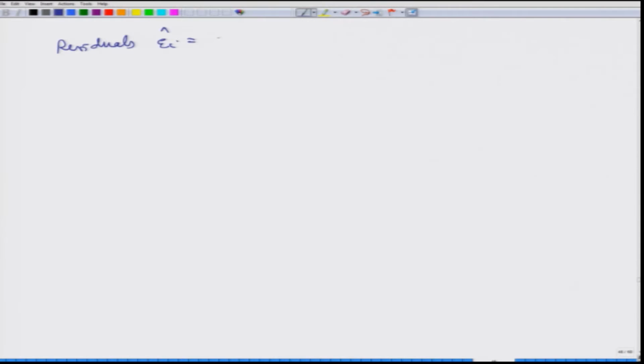Now, when we are talking about the residuals, we had seen that we define the residual as epsilon hat, which was yi minus yi hat. Sometimes it is useful to work with scaled residuals. So, now we are going to talk about two types of scaled residuals. First, standardized residuals.